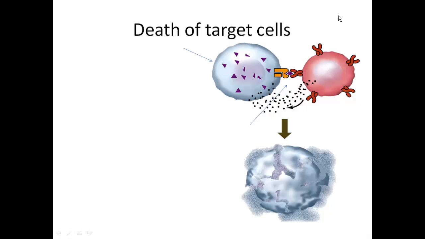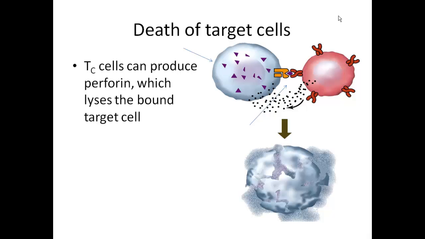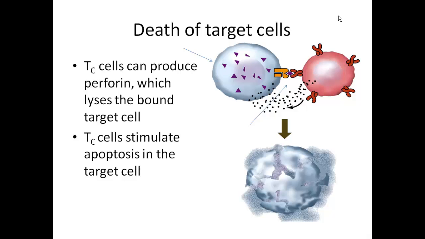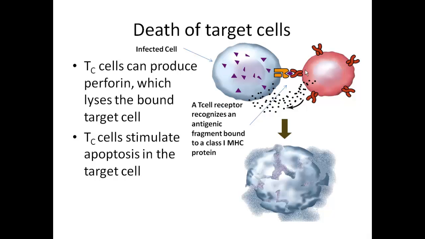Okay, so death of target cells. Cytotoxic T cells can produce perforin, which is what is going to kill the bound target cell. TC cells stimulate apoptosis in the target cell, if you remember that. So on your diagram, that picture right there is the infected cell. You can see all those little triangles representing the pathogen.